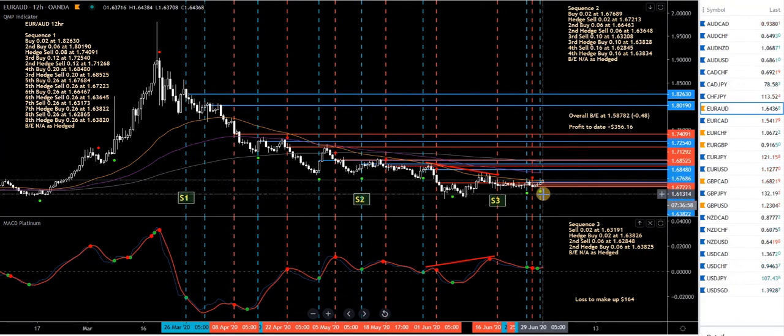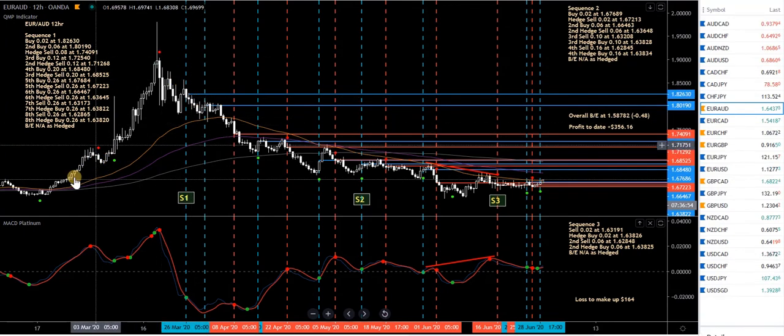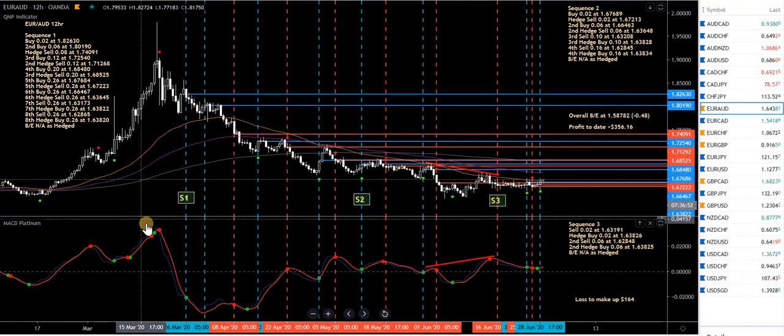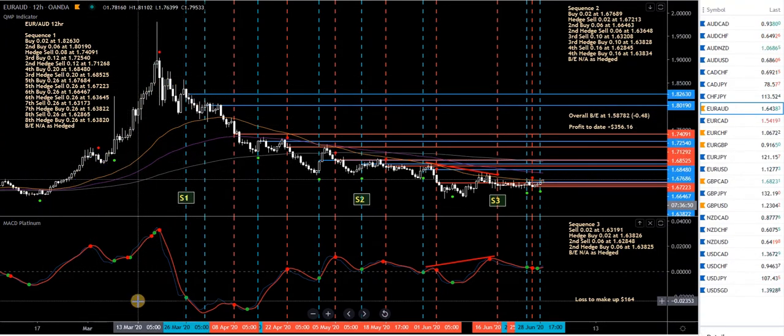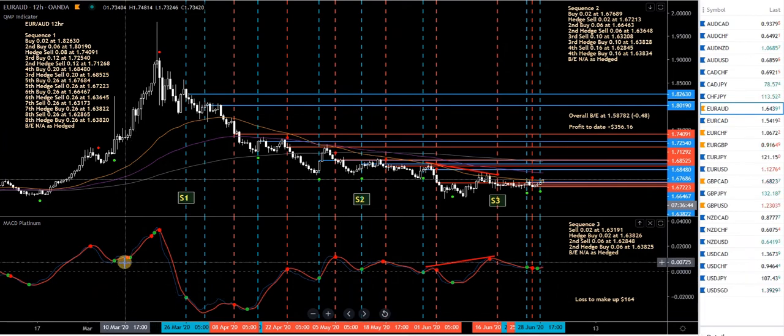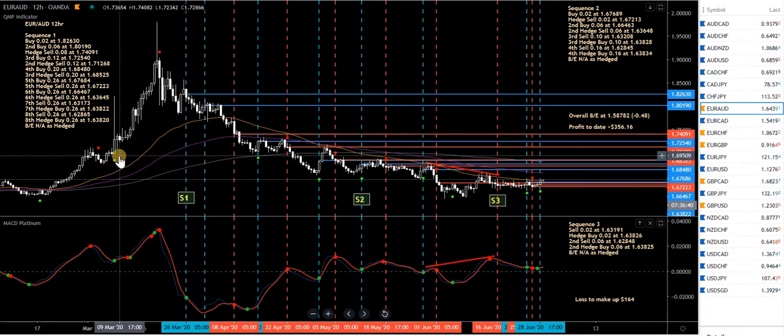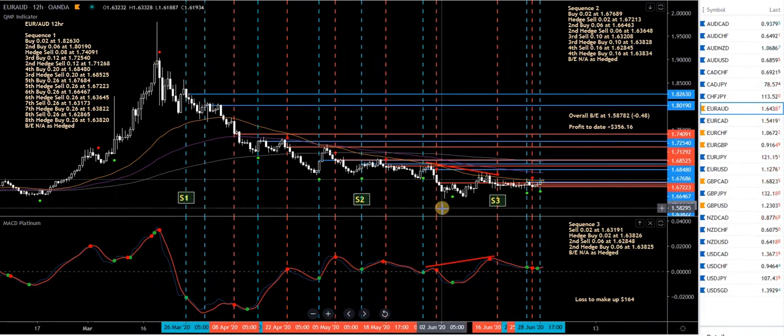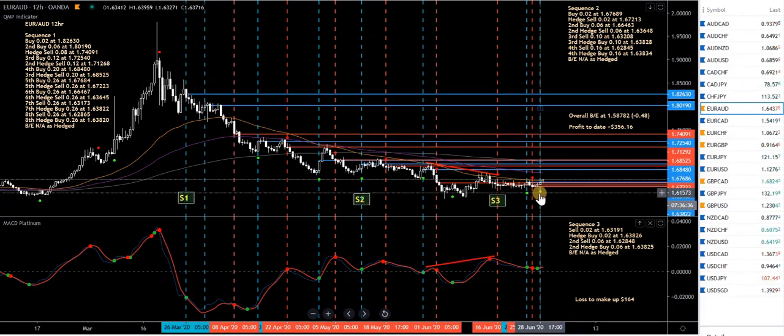You can see the green QMP filter dot, which is these green and red dots on the price chart, probably easy to see over here. They're just a combination of the MACD Platinum and another indicator called the QQE Advance, which is not displayed on the chart. When the QQE cross and the MACD Platinum cross are in sync, it presents these green and red dots on the price chart. So there's a new buy signal in here earlier today.